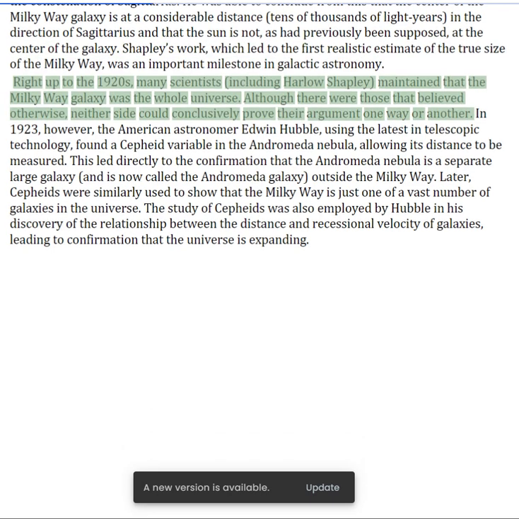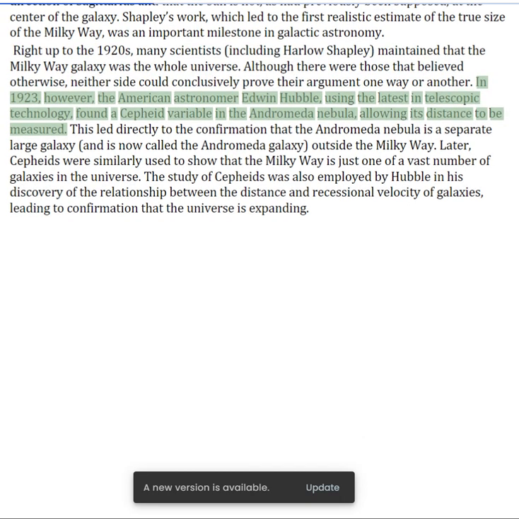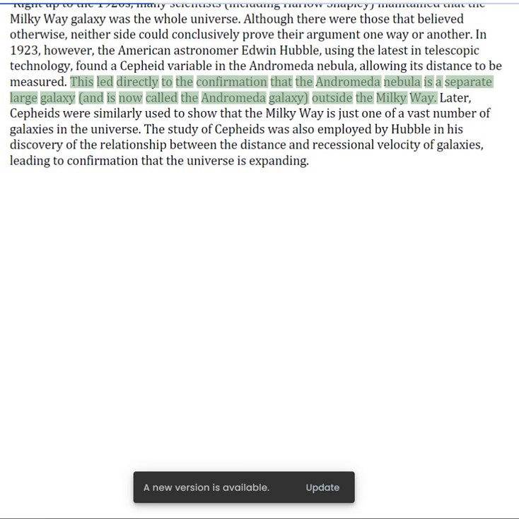Right up to the 1920s, many scientists maintained that the Milky Way galaxy was the whole universe. Although there were those that believed otherwise, neither side could conclusively prove their argument one way or another. In 1923, however, the American astronomer Edwin Hubble, using the latest in telescopic technology, found a Cepheid variable in the Andromeda Nebula, allowing its distance to be measured. This led directly to the confirmation that the Andromeda Nebula is a separate large galaxy outside the Milky Way.